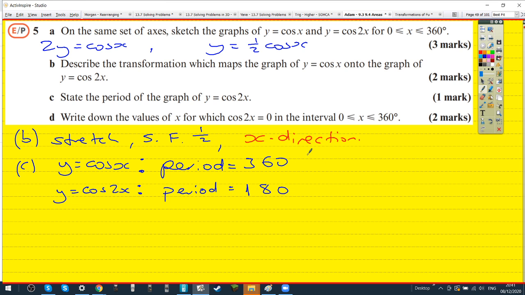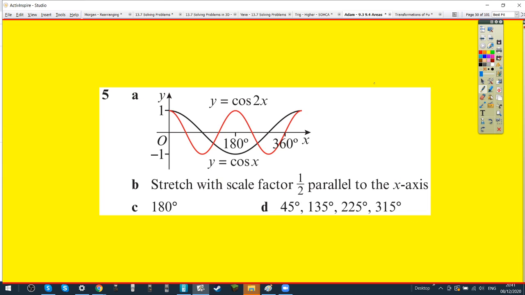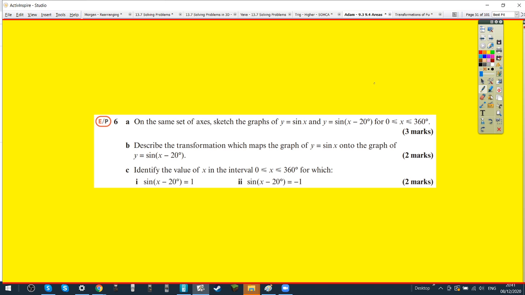Write down the values of x for which cos 2x is equal to 0 in this interval. Oh, I don't like it. This is a solving equation thing. I'll probably just deal with that when it comes time to solving equations. Yeah. Okay, how about B?